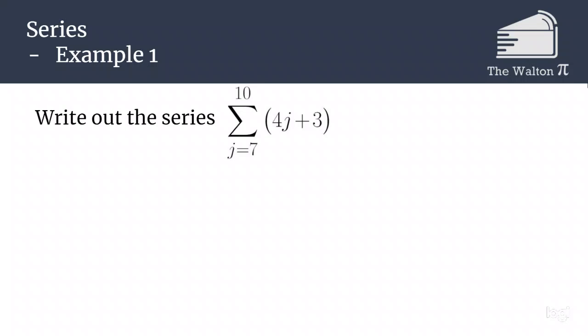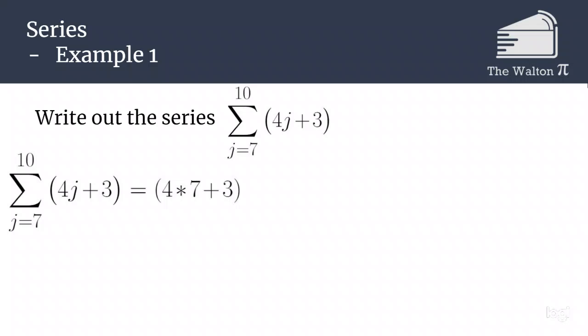So let's go through two examples together. This will help us be able to formalize and make the connection in our heads to be able to see what we're doing. So let's write out the series, the sum from j equals 7 to 10 of 4j plus 3. Well, we are going to start with j equals 7. So that's going to be 4 times 7 plus 3. And the j is not yet 10, so we're going to add the next term. So plus 4 times 8 plus 3.